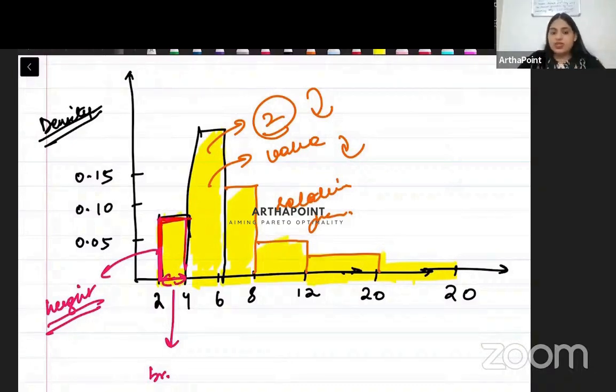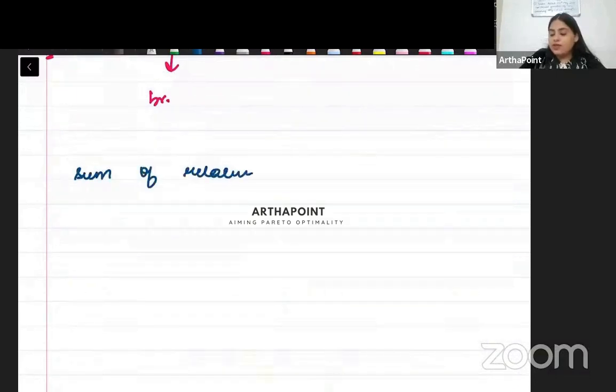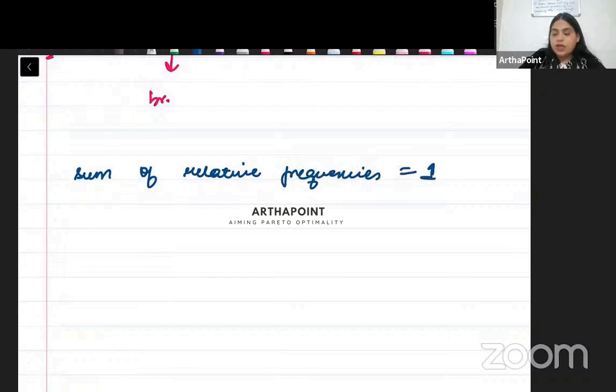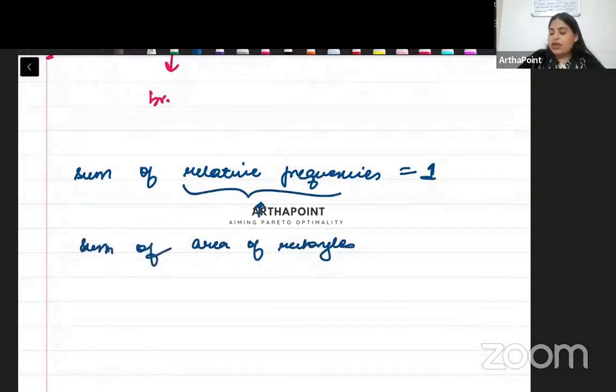So I will conclude my session with this. I want you to please write this down. Please write that sum of relative frequencies is 1. Write that relative frequency is nothing but the area of rectangles. So the sum of area of rectangles will be 1. Okay. Very important conclusion. हिस्टोग्राम में से इजी चीजें नहीं आएंगी, आएंगी तो डिफिकल्ट चीजें आएंगी. So we should be aware about these concepts.